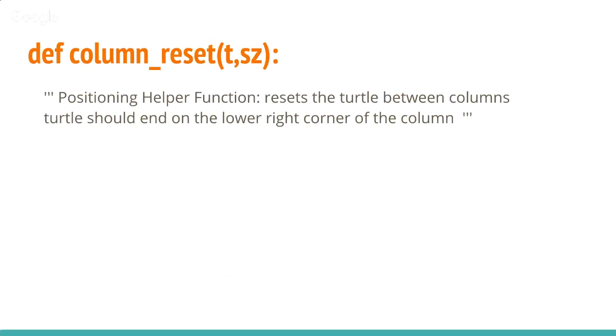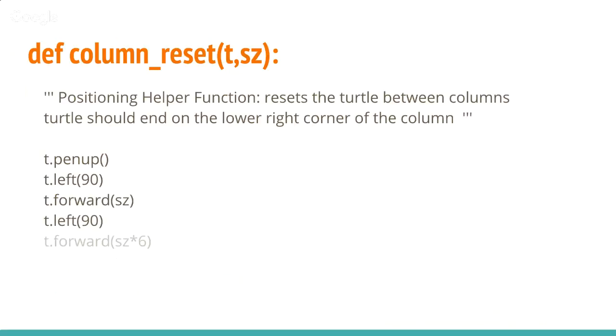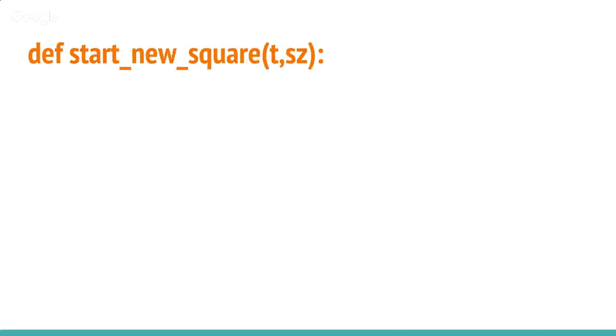Now, the turtle at the end of a column should end in the lower right, although depending on what square ended there and what the next column set up, it depended on if I needed to position the turtle before calling this function. So here I pick the pen up, turn left, move forward by size, and then left by 90, and then forward by size times 6. And then right by 90.